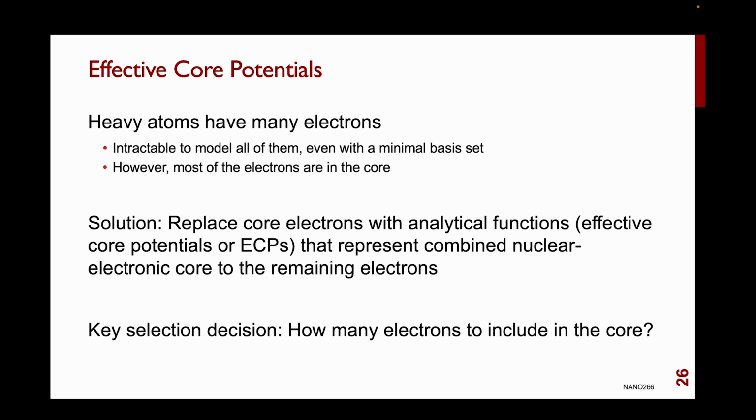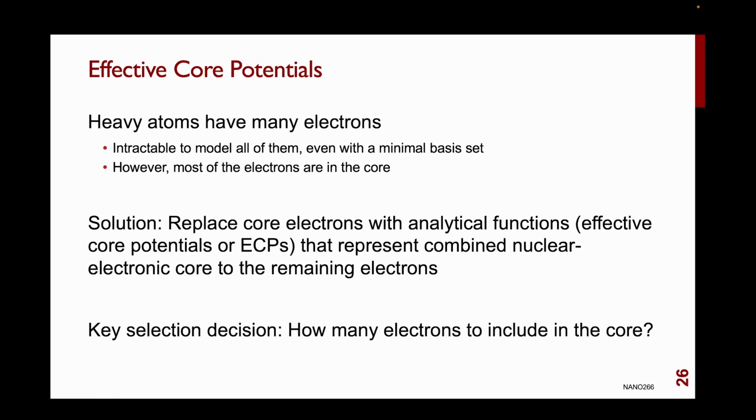In other words, instead of thinking of something like iron with its many, many electrons, I'm going to basically treat iron as an effective core with all the electrons up to the p electrons, and I'm only going to treat, for example, the valence electrons as actual electrons in my calculations. Okay, so the effective core potentials essentially replace those core electrons together with the nuclei core using some analytical function that represents the combined interactions of that core with the electrons.